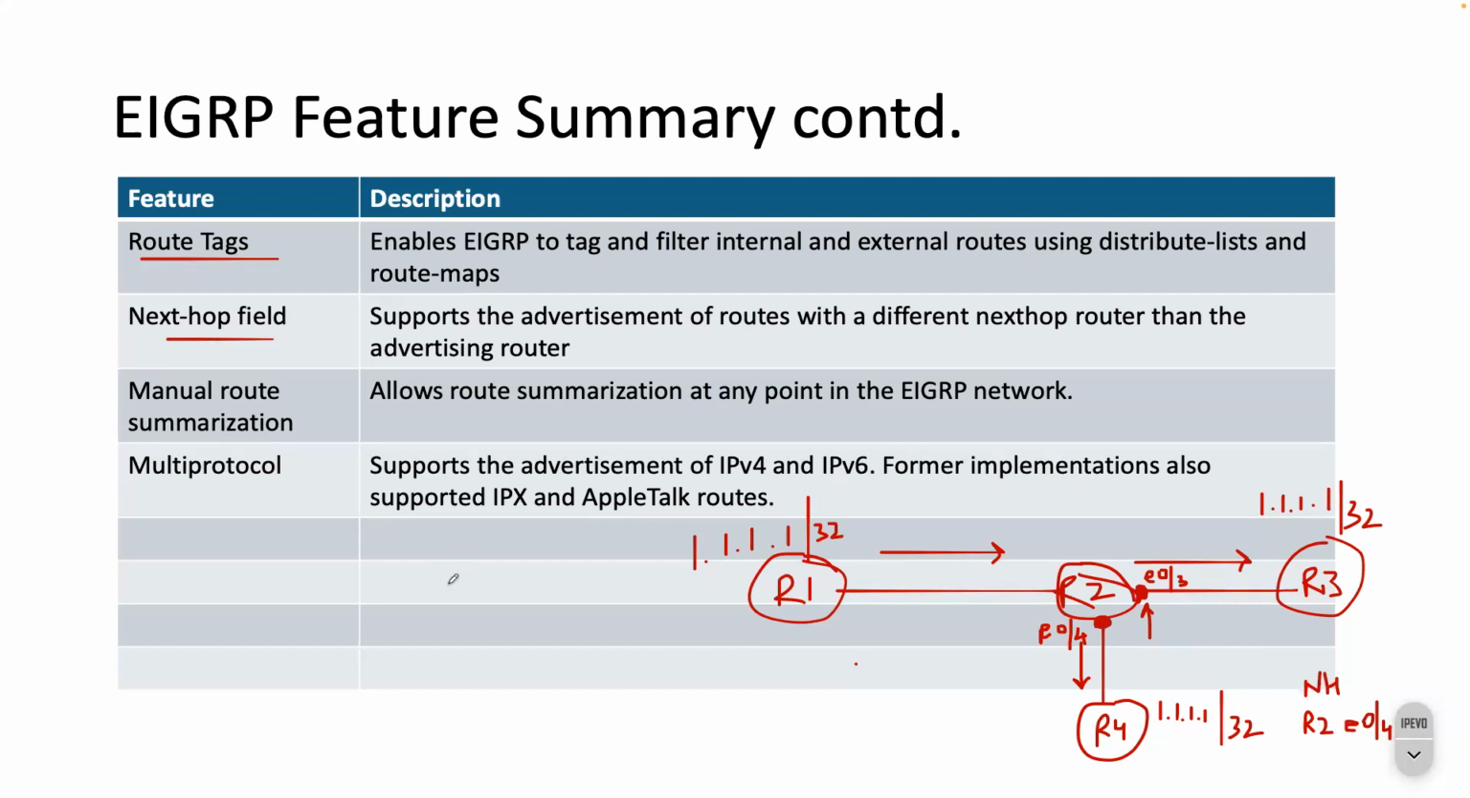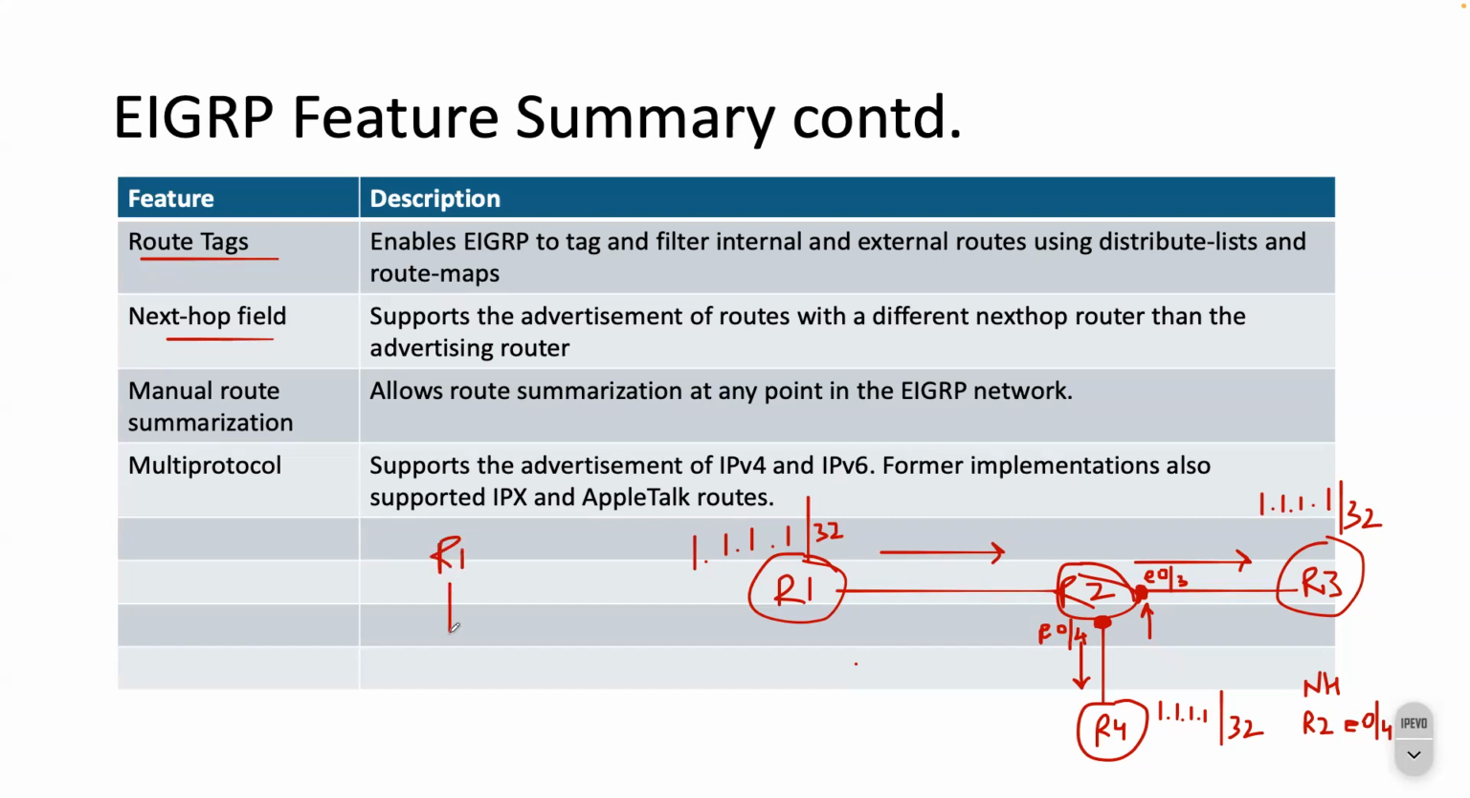Then what is this next hop field statement about? What is that actually? This statement says that we can change this default behavior also. We can modify this default behavior. How? Let's say R1.